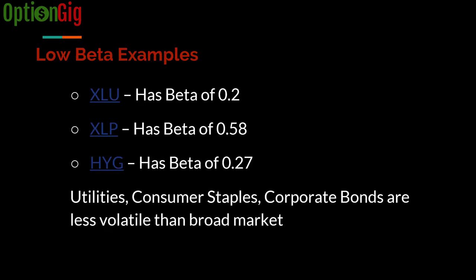Low beta examples, let's say XLU, which is a utilities ETF, XLP, which is a consumer staples ETF, HYG, which is a corporate bonds ETF. They are less volatile than the broad market. Again, I would like to mention that the broad market here we consider is generally SPY. So these ETFs will not have the huge up or down swings as you would see in the market because they have a lower beta. They tend to move slowly either in an upward direction or in a downward direction.